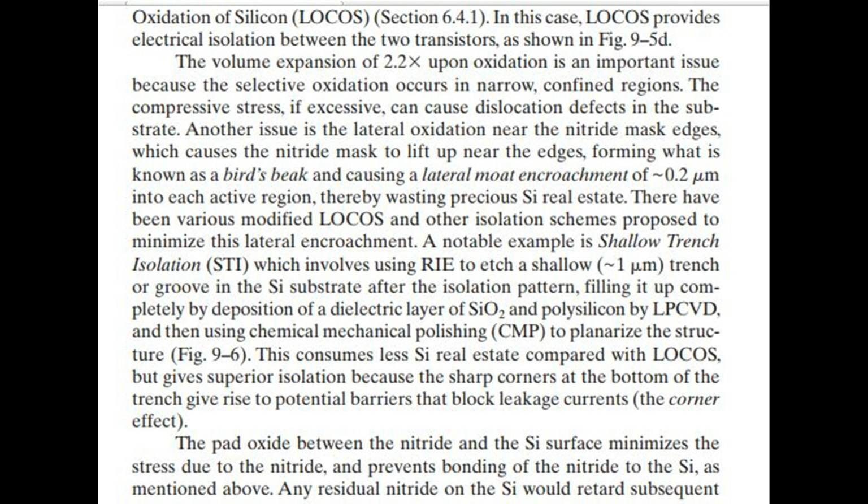A notable example is shallow trench isolation, STI, which involves using reactive ion etching to etch a shallow, 1 micrometer, trench or groove in the silicon substrate after the isolation pattern, filling it up completely by deposition of a dielectric layer of silicon dioxide and polysilicon by LPCVD, and then using chemical mechanical polishing, CMP, to planarize the structure, Fig 9.6. This consumes less silicon real estate compared with LOCOS, but gives superior isolation because the sharp corners at the bottom of the trench give rise to potential barriers that block leakage currents, the corner effect.